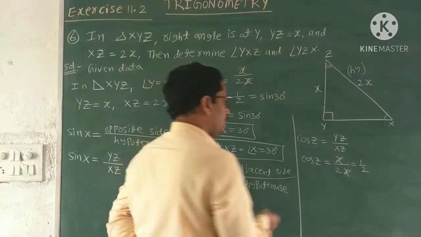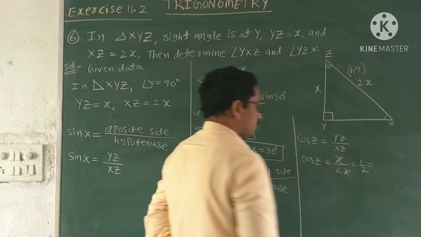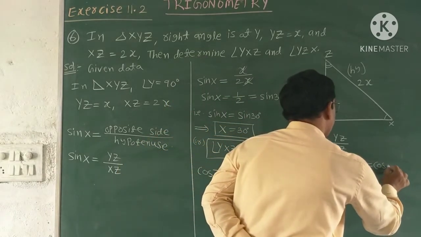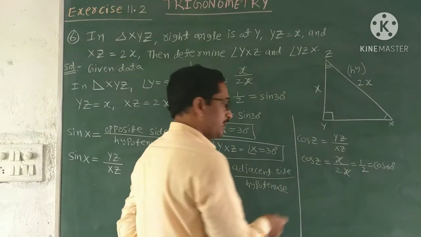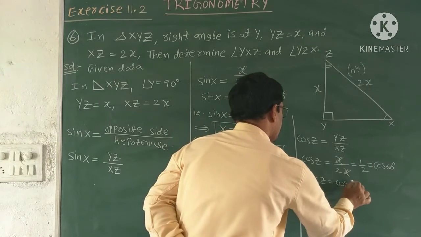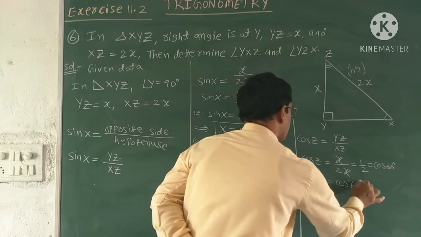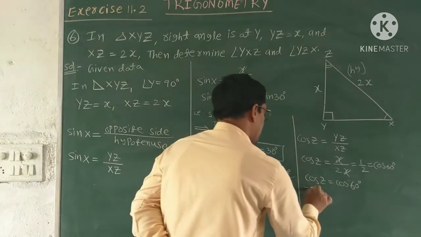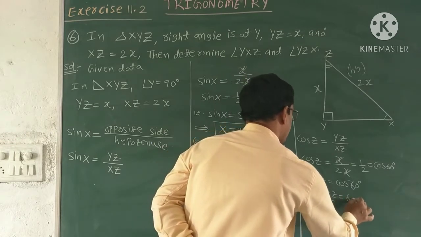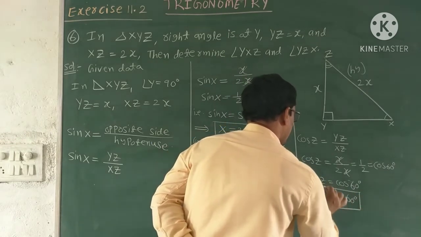Same 1 by 2. In the cos table, 1 by 2 equals cos 60 degrees. So cos Z equals cos 60 degrees, then angle Z equals 60 degrees. The angle at Z is 60 degrees.